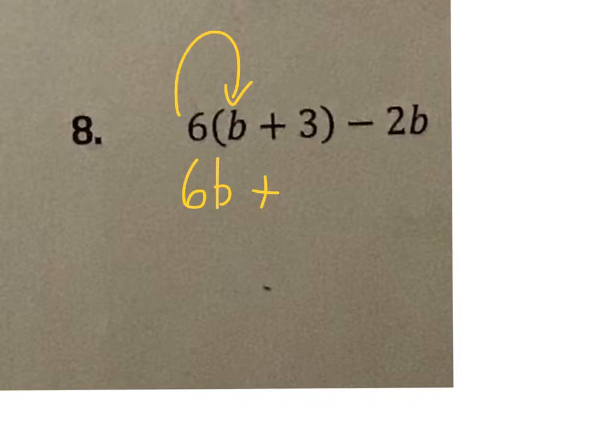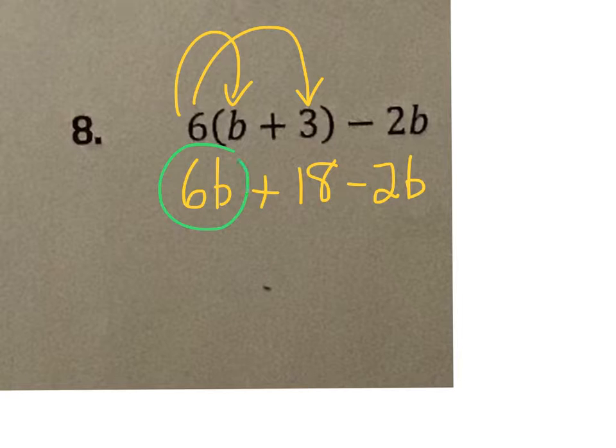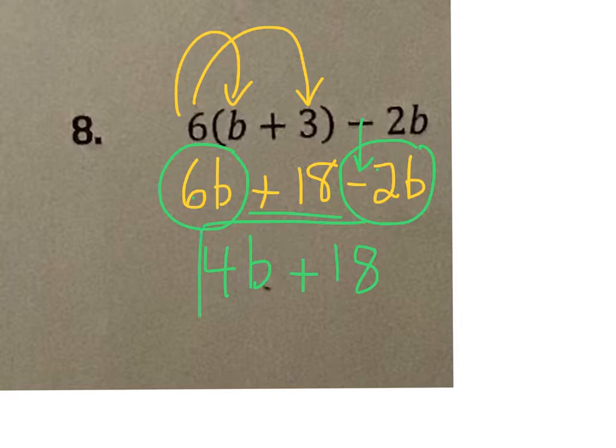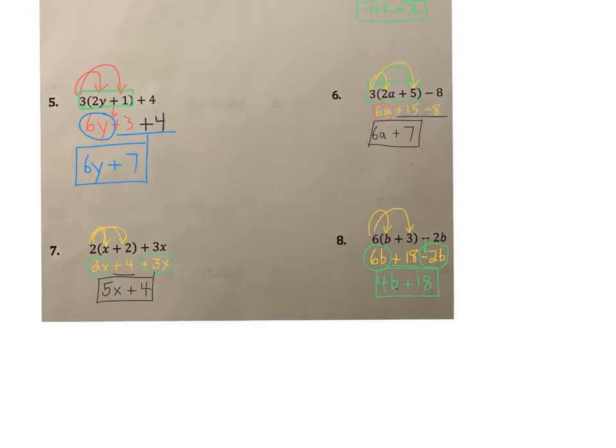Bring down the plus. 6 times 3, 18, minus 2b. I can combine the 6b minus 2b. Remember to take that sign in front. 6 minus 2, 4b. 18 can't be combined with anything. So 18, it's a constant, cannot be combined. There you go. All right, look at that.